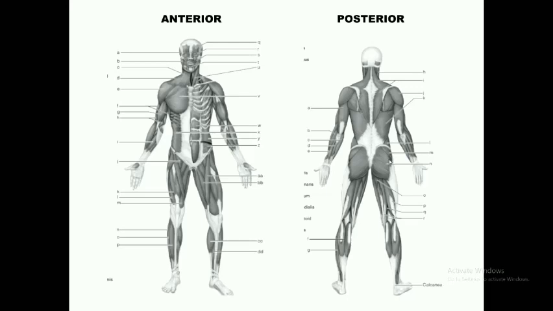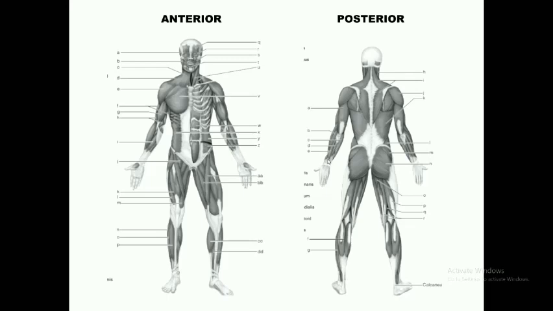Next, 12, the flexor carpi ulnaris. So 12 is located here, this is our flexor carpi ulnaris. So let's move on to number 13, extensor carpi ulnaris. It is located here in this area. This area is the extensor carpi ulnaris.